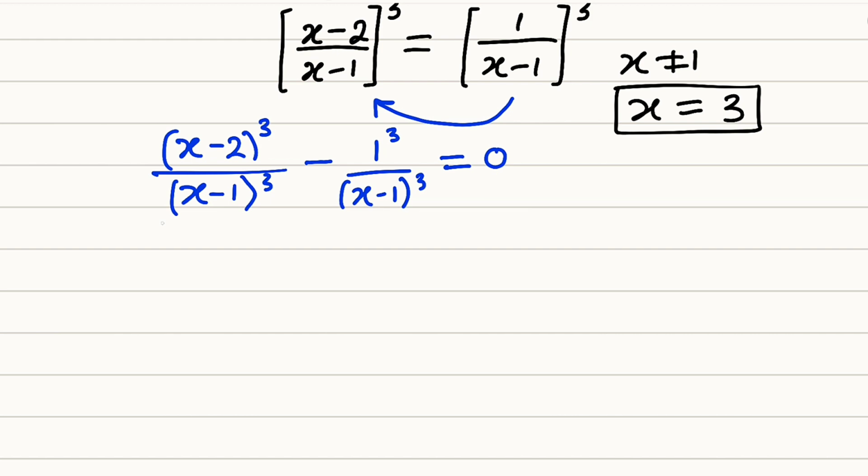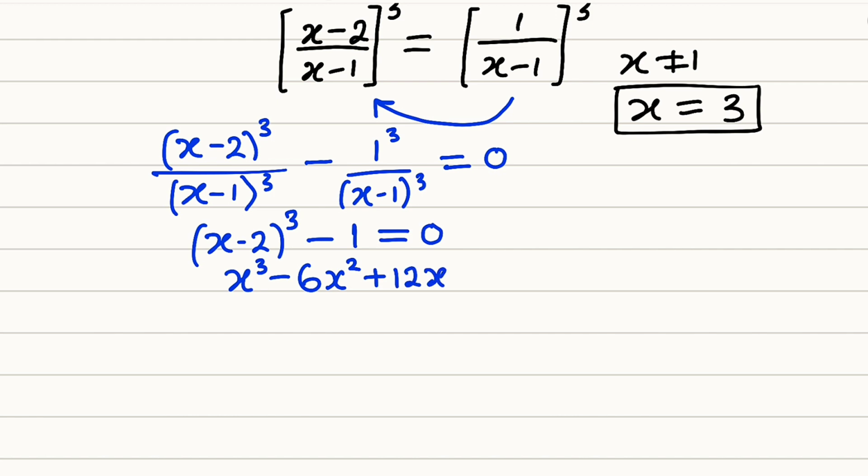Now to clear the fractions, we can multiply each term by x minus 1 to the third power. To the left hand side, we'll be left with x minus 2 to the third power minus 1 to the third power, which is the same thing as 1. And this is equal to 0 multiplied by x minus 1 to the third power, which is equal to 0. Now let us expand x minus 2 to the third power. It is the same thing as x to the third power minus 6x squared plus 12x minus 8. But remember, we still have another negative 1 here, minus 1. And to the right, we have 0.